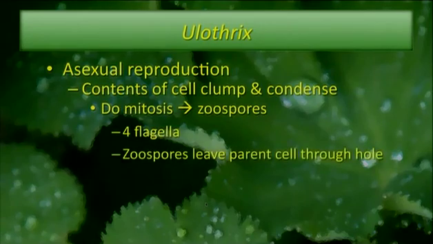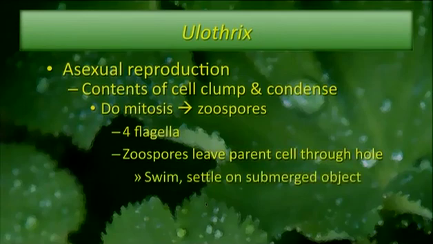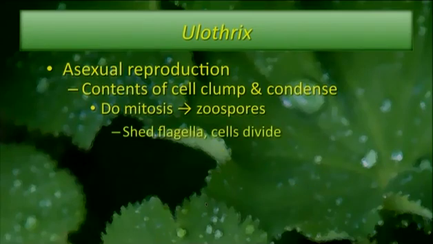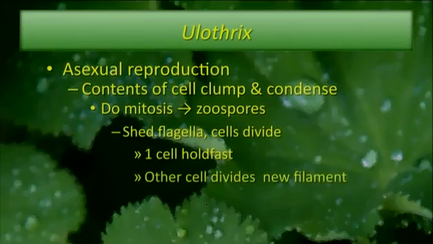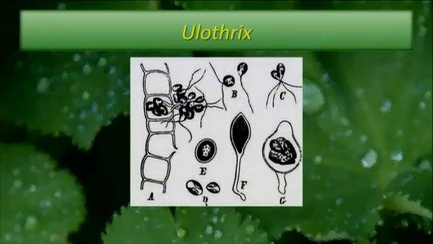The zoospores leave the parent cell through a hole. They swim and settle on a submerged object. Then they shed flagella and the cells divide. One cell becomes a holdfast, and the other cell divides and becomes a new filament. So here's a look.